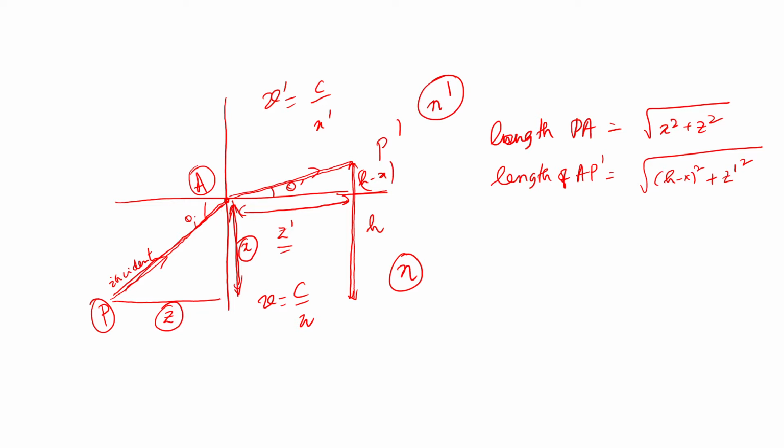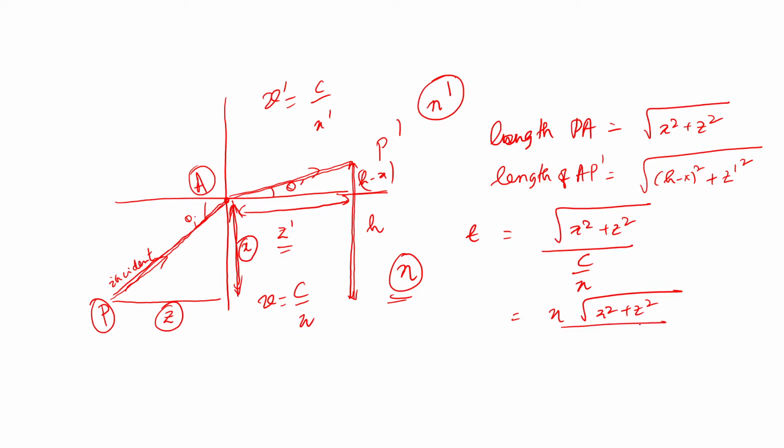Okay, jokes apart, now we figured out the length and we know the velocity, so we can compute the time. The time that the incident ray spends in the medium of refractive index n would be the length, that is square root of x squared plus z squared, divided by the velocity, which is c by n. So I can write it as n times square root of x squared plus z squared, divided by c, right?